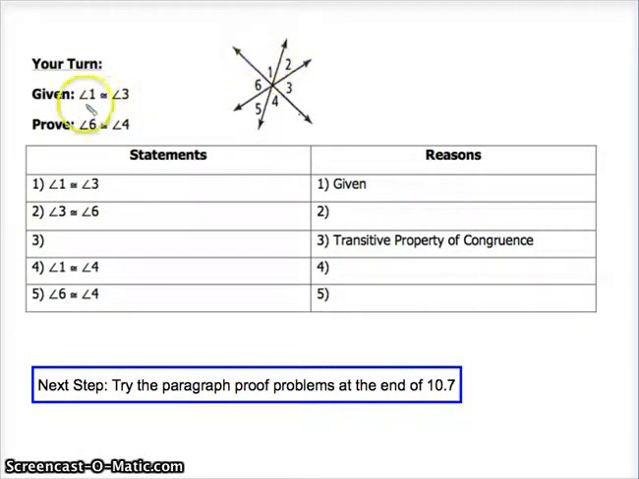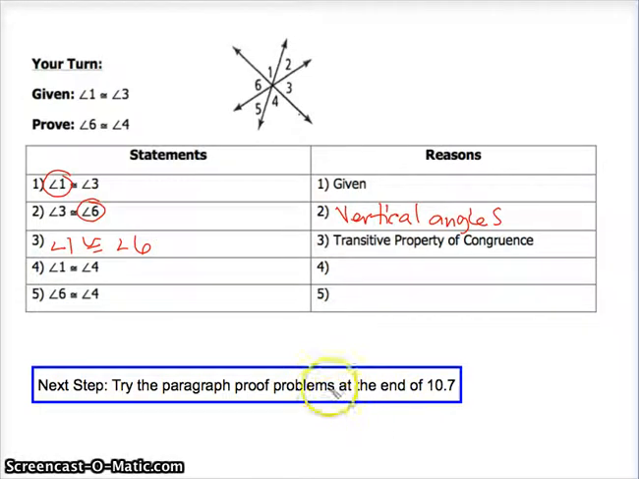We've got our diagram over here. We're also given that 1 and 3 are congruent. Okay. The next statement is that 3 and 6 are congruent, and we know that because they are opposite of one another. They are vertical angles. All right. The next step says we need to use the transitive property. So since 1 is congruent to 3 and 3 is congruent to 6, 1 and 6 are both congruent to 3, so they are congruent to each other.